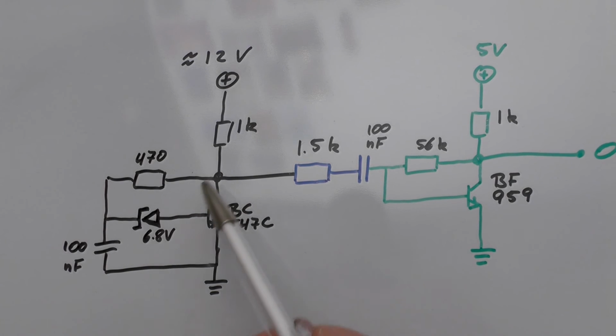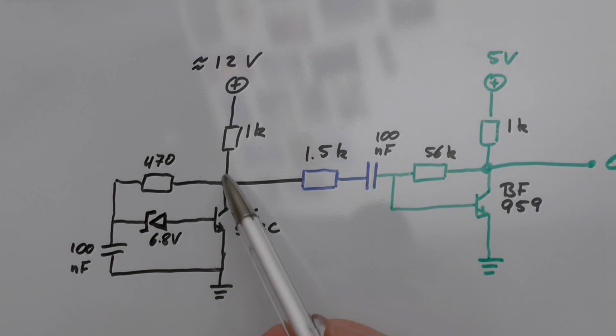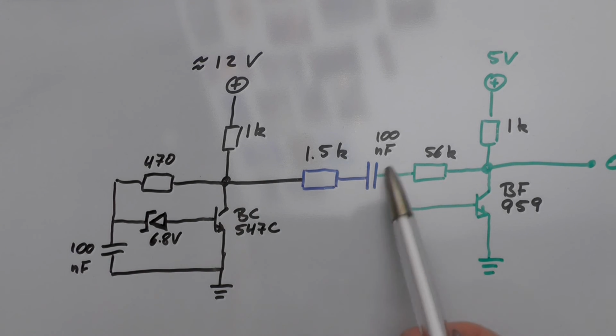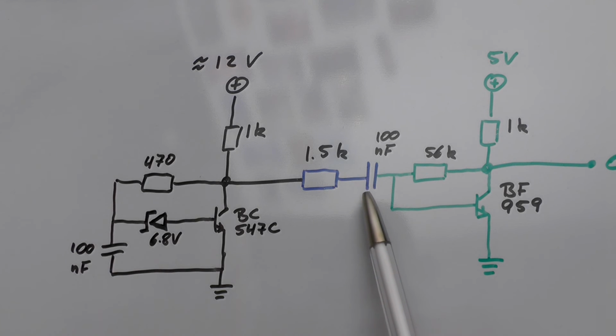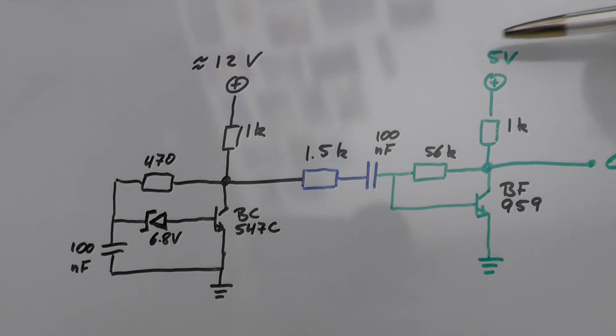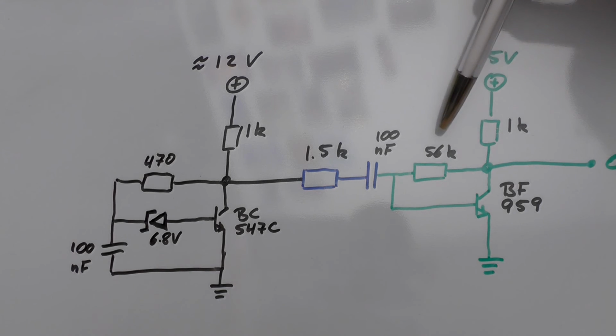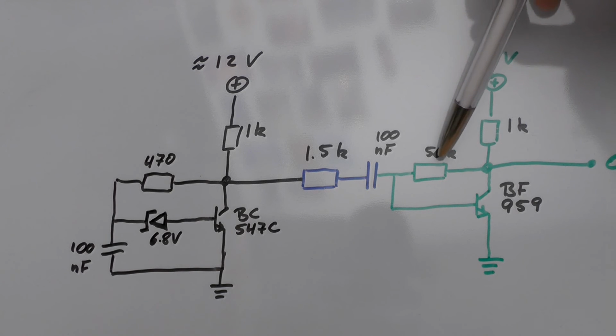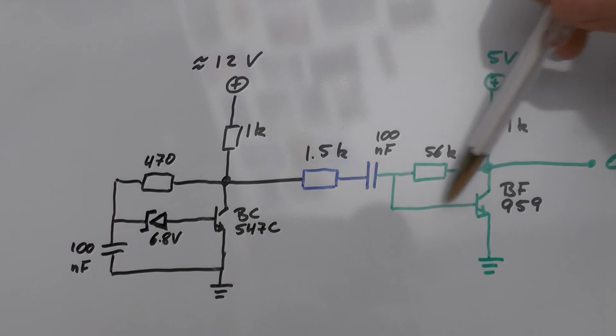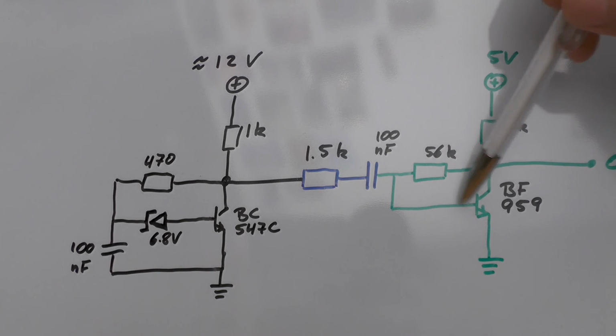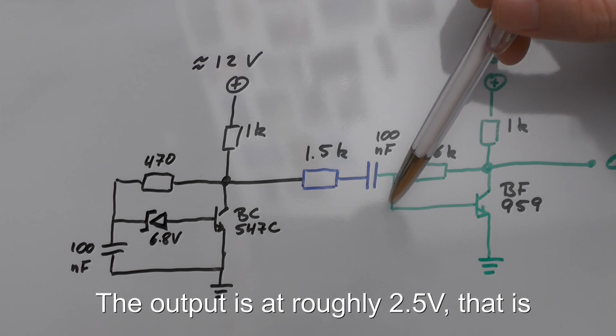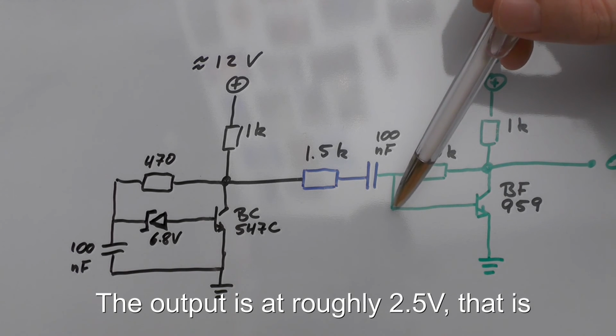So here we have our first stage noise. We'll look that up in a moment. Run that through a resistor and capacitor for AC coupling into a second stage amplifier. This was the easiest thing I could come up with. The 56K resistor here biases the base of the second transistor, so it's roughly at 2.5 volts if there is no signal coming in.